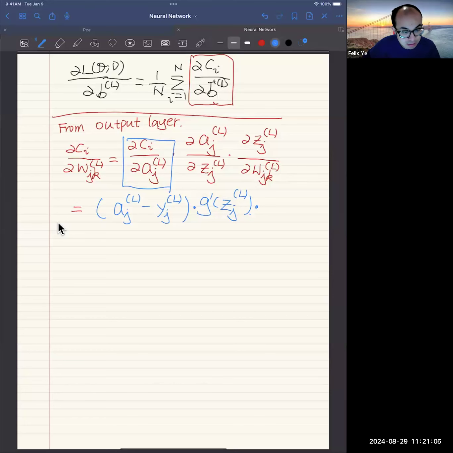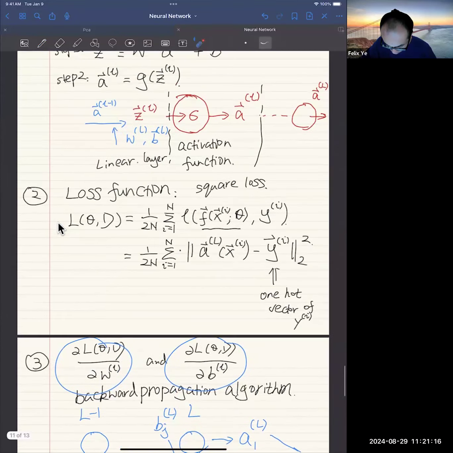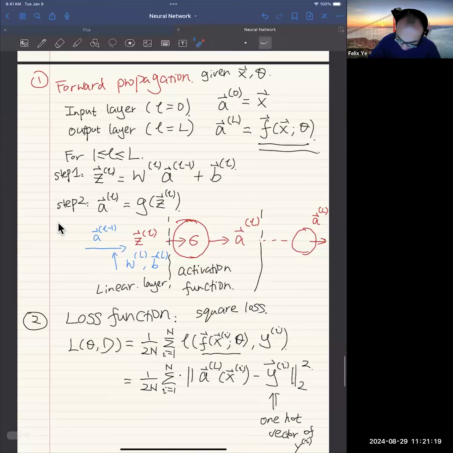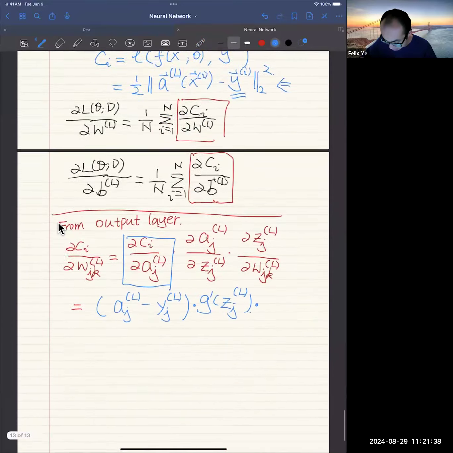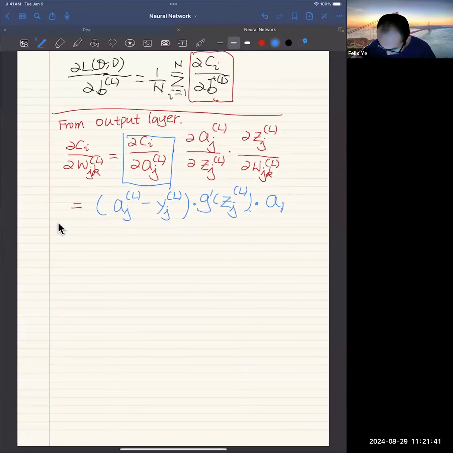Then at last, this z_j with respect to W_jk. We go back to our formula right here. Think about this as the linear layer: the jth component, take the partial derivative with respect to the jk component. The derivative will be the kth component of a, so this is a_k^(L-1).